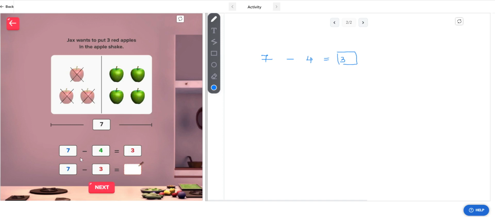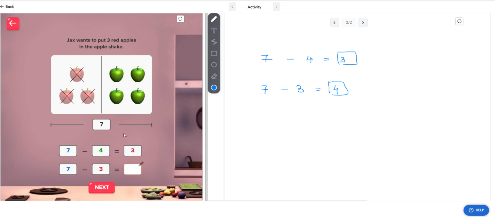Now, what if out of the 7 total apples, I was supposed to cross out 3 red apples? Then how many will I have left? Very good, 4. Now, as you can see again, here we have a different number of apples, right? But I can interchange my answer depending upon the question, right? So each of these is known as a fact, okay?